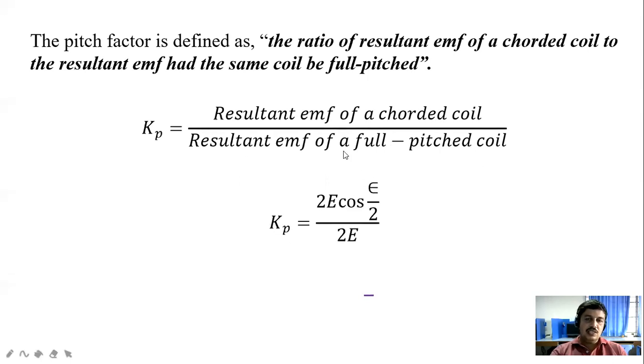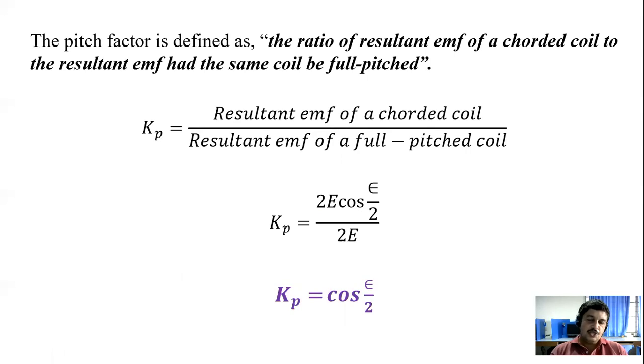So Kp is equal to the resultant EMF in the chorded coil, which is 2 times E cos epsilon by 2, divided by the resultant EMF in the full pitch coil, which is equal to twice E. So this 2E and 2E get cancelled. So the value of Kp is equal to cos of epsilon by 2. So we found the pitch factor Kp as cos epsilon by 2.